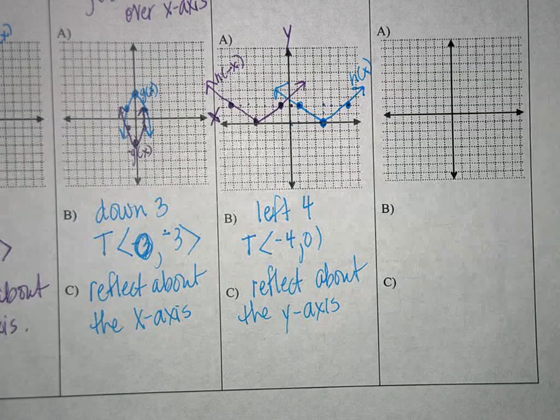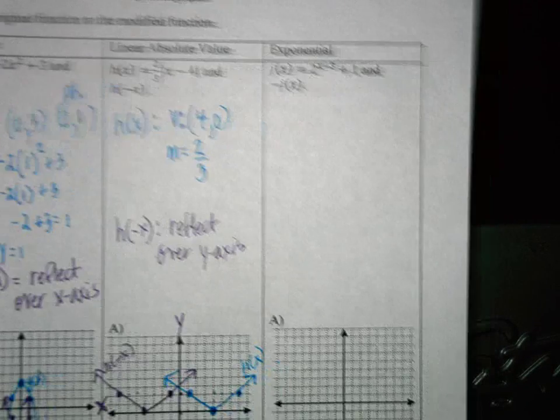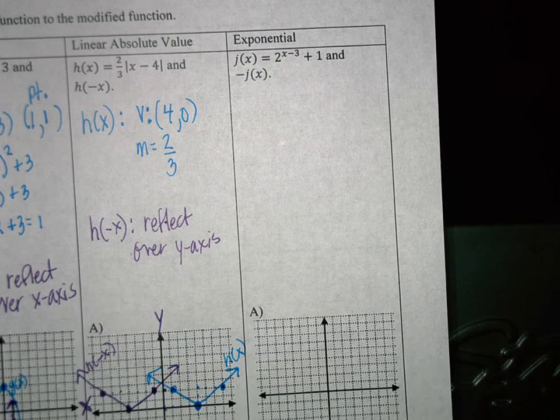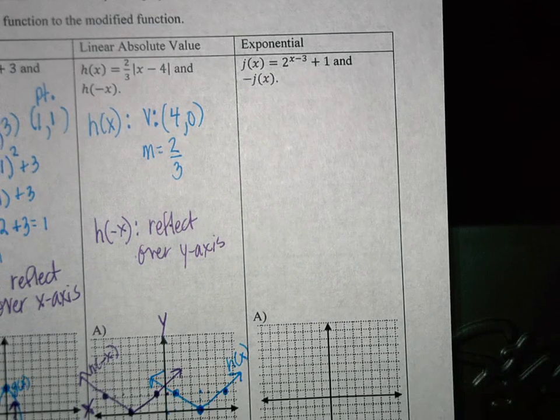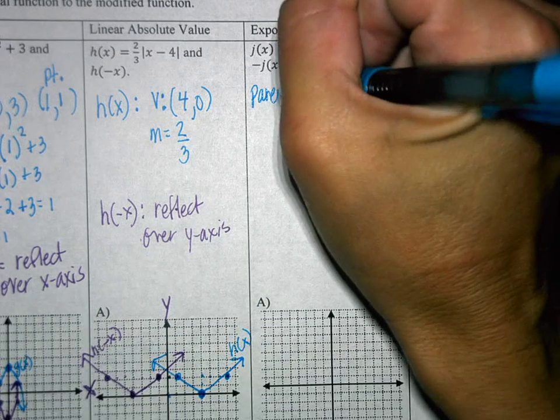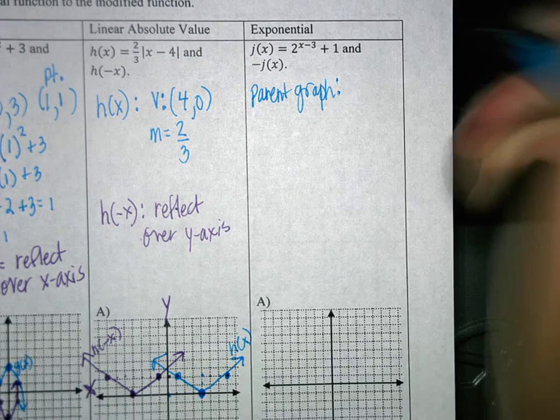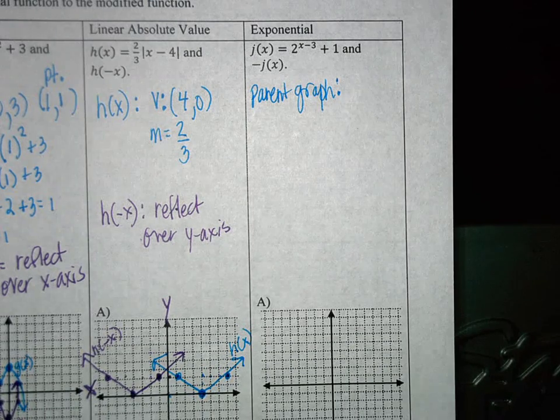Okay, last one, we have an exponential function. Exponential functions are the only ones where I feel like we actually need to start with our parent graph information. So, on our exponential function, what is my parent graph? I'm just going to write here, parent graph. If you take out all of the translating information that they've given us in that equation, what would be my parent graph?